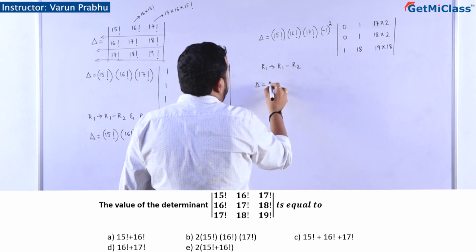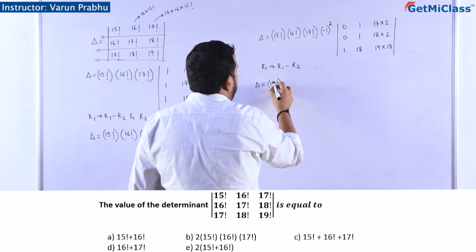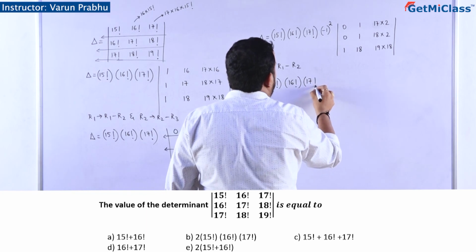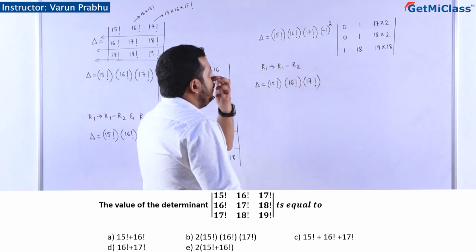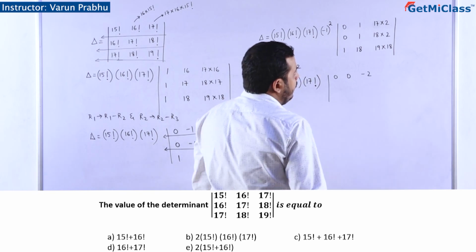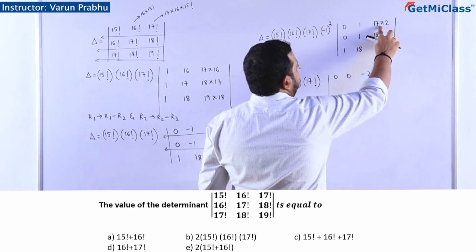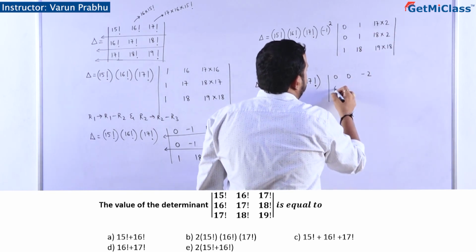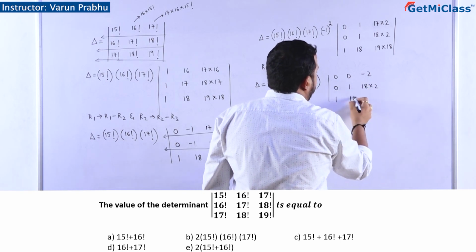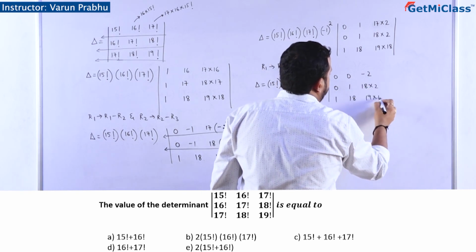So I can write delta is equal to 15 factorial multiplied by 16 factorial multiplied by 17 factorial, minus 1 the whole square will be 1 only. So 0, 0 and minus 2. Is it right? 2 common, right? Minus 2. Then 0, 1 and 18 into 2 and 1, 18 and 19 into 18.